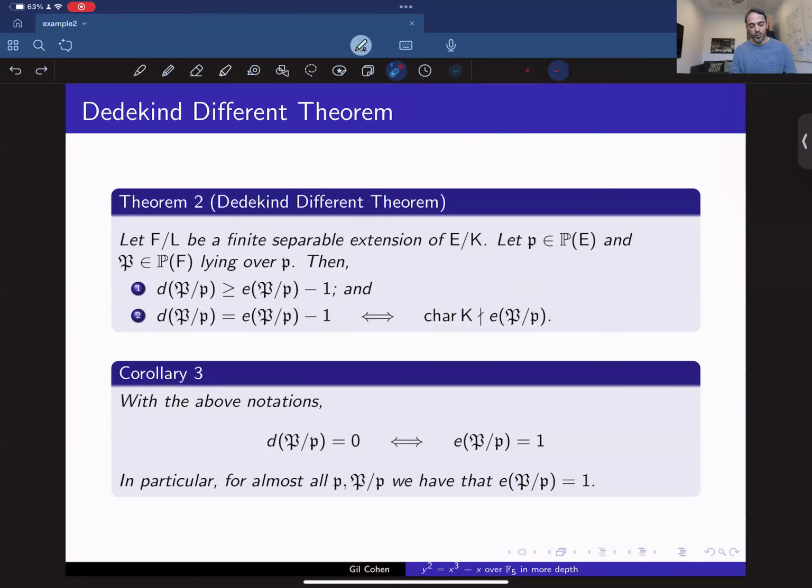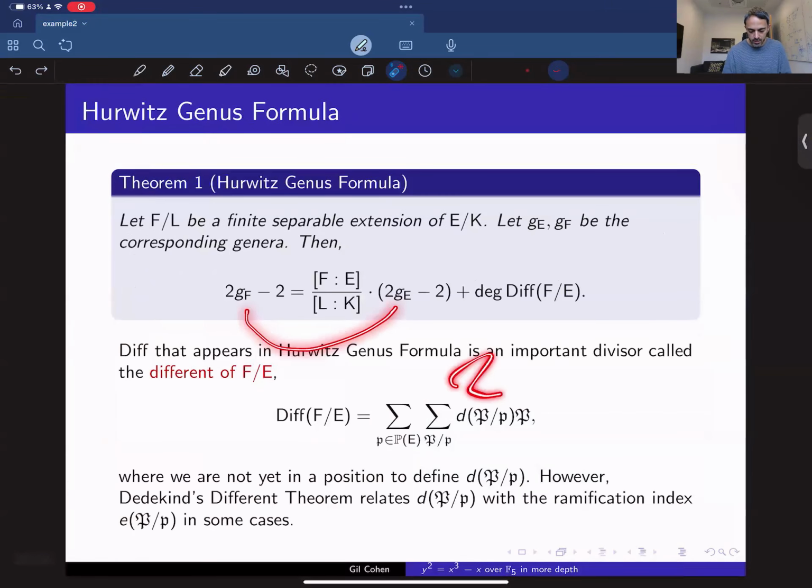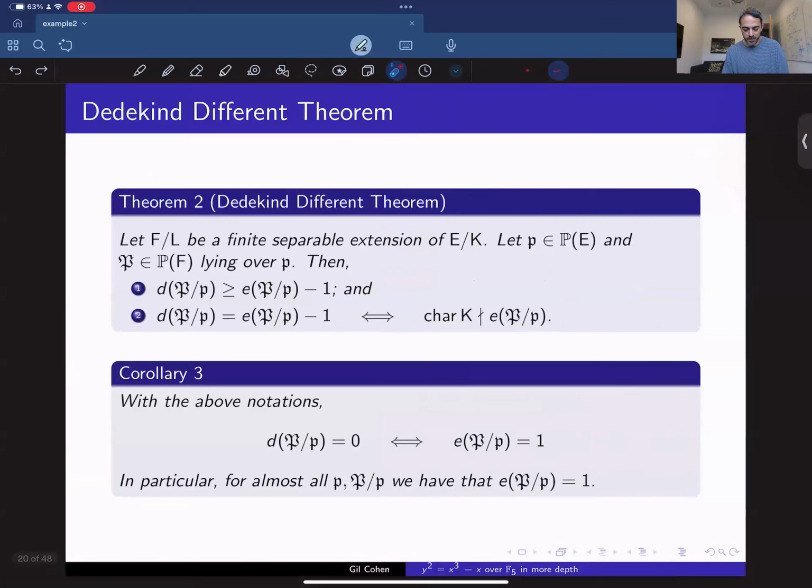So we're going to talk about Dedekind's different theorem and the Hurwitz genus formula later on in the course. Mostly, we're going to talk about it in the physical lecture, but most of the proofs are going to be on videos because they are somewhat complicated and we kind of run out of time. But let's take these two as granted. Okay, so we know the Hurwitz genus formula, and we know the Dedekind different theorem.